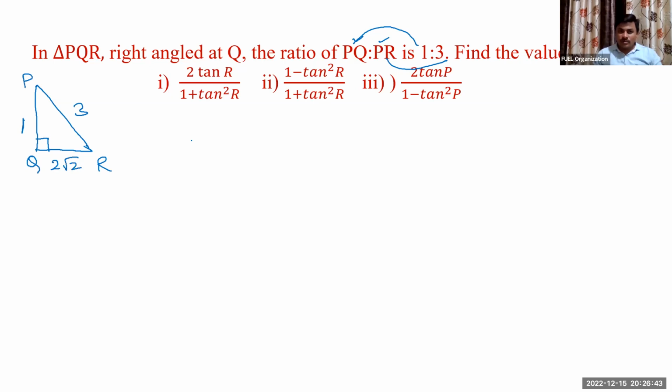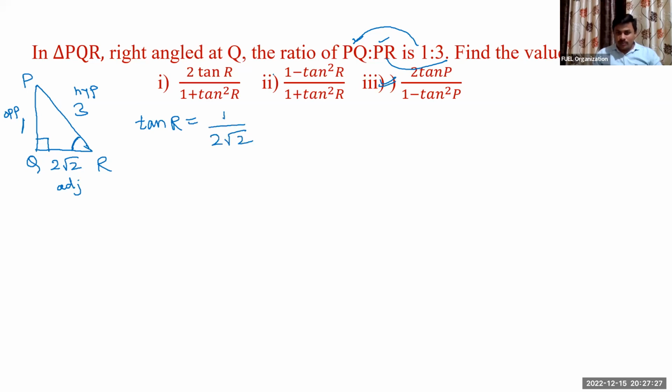Now just go on substituting here. Tan R, here also tan R, tan square R. But here angle P is given in this question. So in these first and second, you will consider this angle R as theta. If R is the angle, then which side is opposite? This side will be the opposite side. This one is the adjacent side, and this side is the hypotenuse. So first I will write what is the tan R value. Tan R is equal to opposite by adjacent. That is nothing but 1/2√2.